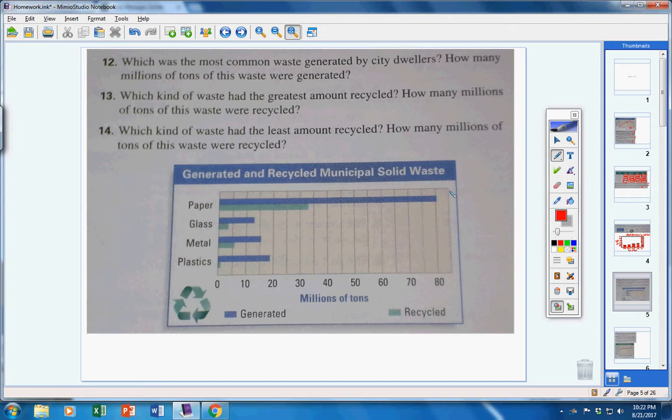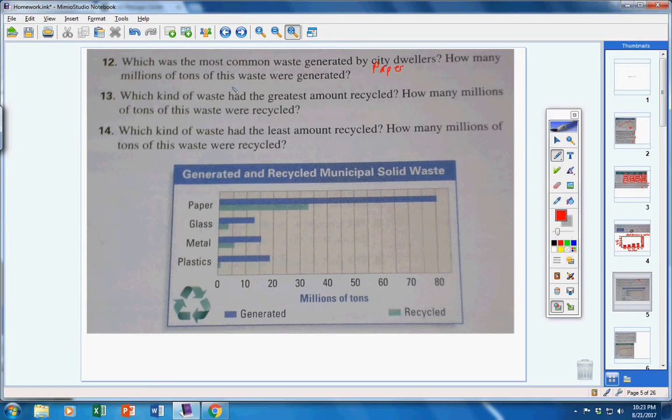Okay, students, numbers 12 through 14, the directions say to answer the questions using the given bar graph. So here we go. Let's see, number 12, which was the most common waste generated by city dwellers, okay? Well look, blue is the waste that is generated. See that right here? Green is the waste that was recycled, okay? So, what is the most common waste? Well, that's the blue. Looks like it's paper to me. Paper's way out here. So the most common waste generated by city dwellers was paper.